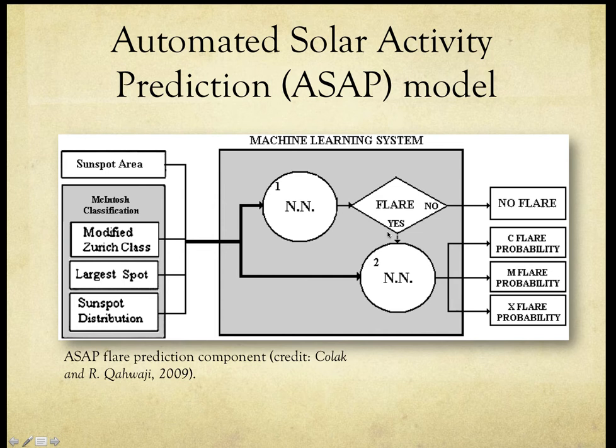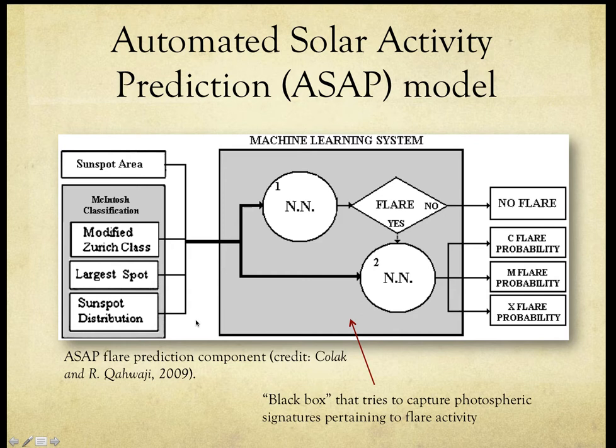If the first neural network predicts that there is a chance of having flaring activity on the solar disk, it will start analyzing just the McIntosh classification data of individual sunspot groups through another neural network that has been trained using the historical data. And this second neural network of the flare prediction system provides actual probabilities of having C, M, or X-class flaring activity from individual active regions. Okay, so in a way, the ASAP model is a form of black box that uses neural network techniques to capture photospheric signatures in the continuum imagery and in magnetogram imagery pertaining to flare activity.